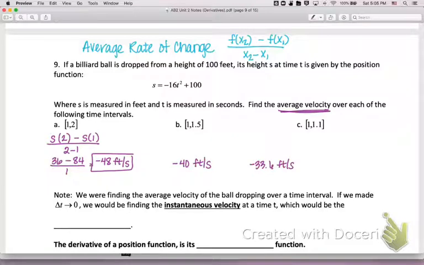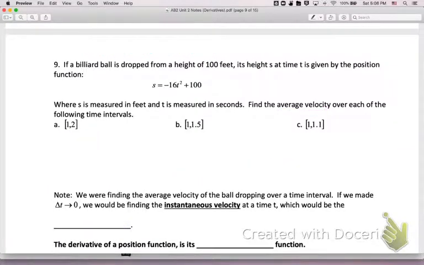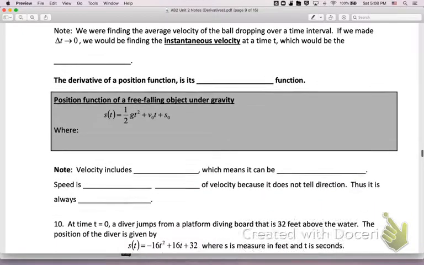So once again, what we're just illustrating is that if we're finding the average velocity of the ball dropping over time, if we make the change in time, meaning the width of the interval, as close to zero as possible, then we're finding the instantaneous velocity, which once again is the derivative. And I know it feels like I keep repeating myself over and over again, but this is so important that we make this connection, okay? This is the big idea here.